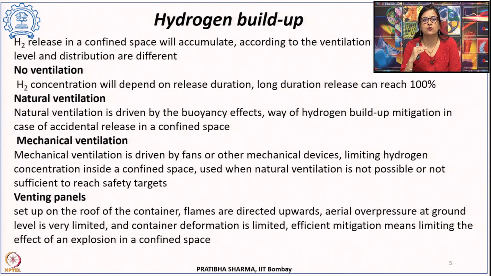Now these venting panels are usually present on the roof of the container, building or enclosure. If, because of hydrogen buildup in that chamber, container or enclosure, there is an ignition source, then it can lead to an explosion. However, the overpressure created by this ignition or explosion can be reduced by these venting panels in such a way that the flames are directed upwards, the overpressure at ground level is limited, and the container deformation could be limited. Now this is again a very efficient mitigation method which could limit the after effects of an explosion in a confined space.